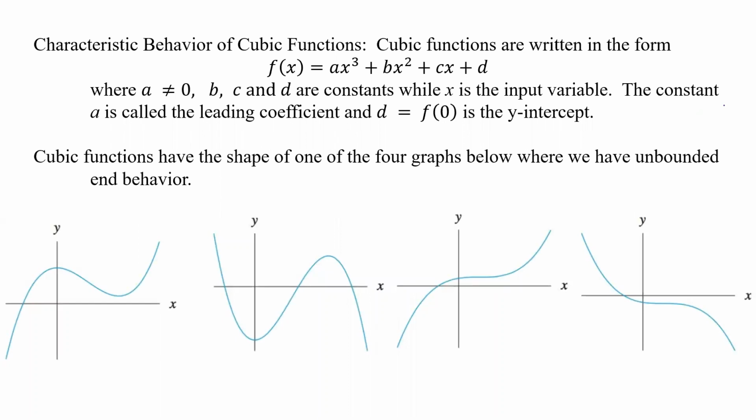So the characteristic behavior of cubic functions, well, they're written in the form f of x equals ax cubed plus bx squared plus cx plus d. With that cubic part, we have a lot more terms here. And we can't have a equals 0, or it wouldn't be a cubic, it would become quadratic. All of a, b, c, and d are constants, and our input value is our x here.